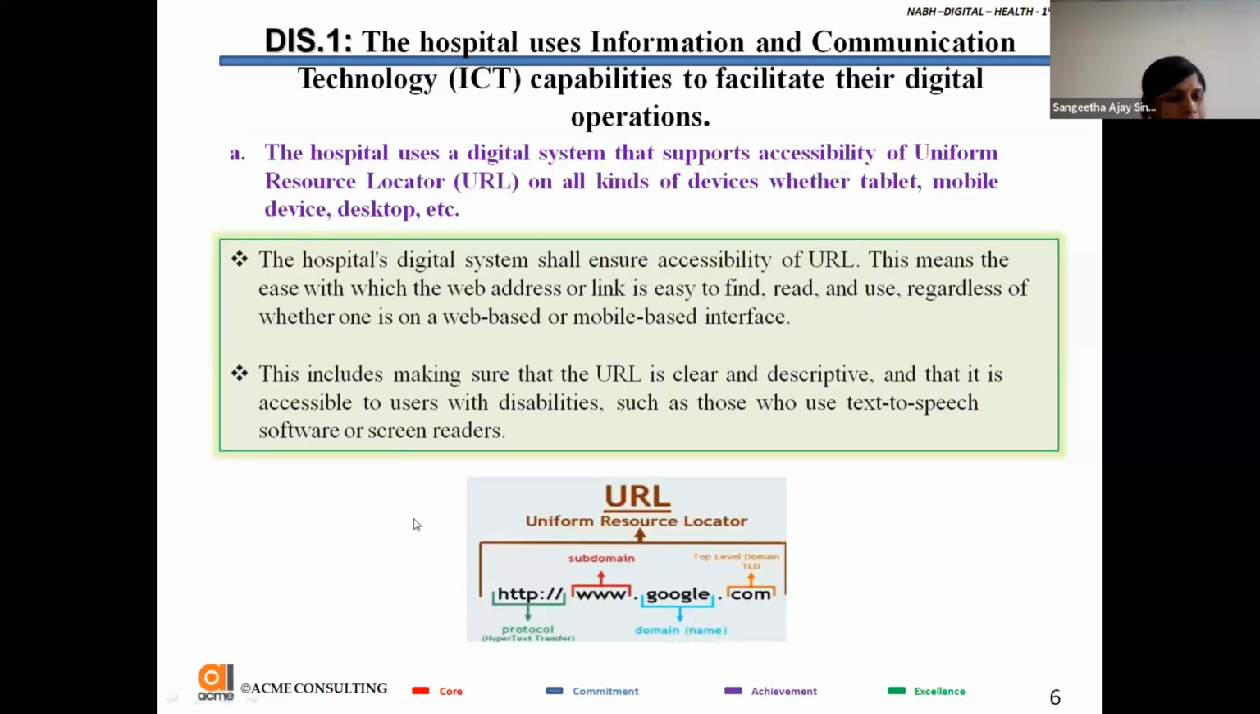The hospital uses communication and technology capabilities to facilitate the digital operation. As I said, the hospital should ensure a platform or URL to access the HIMS. So how can this HIMS be accessed? It can be accessed through the URL, which we call the Uniform Resource Locator. A patient or a hospital staff member can access it through the web portal, or it can be accessed through the mobile portal also.